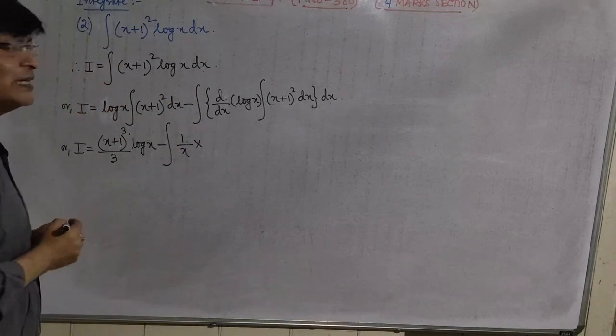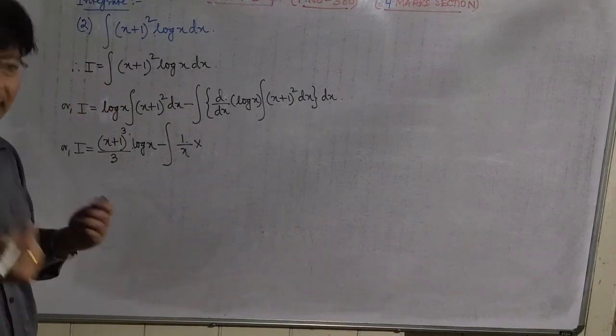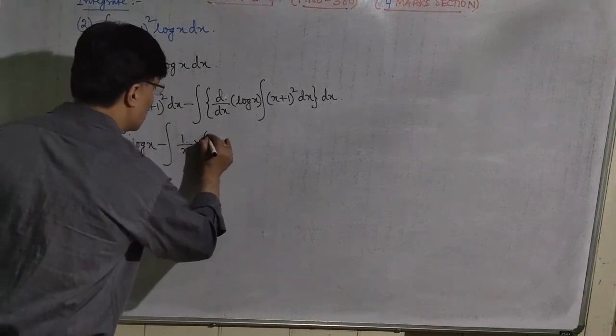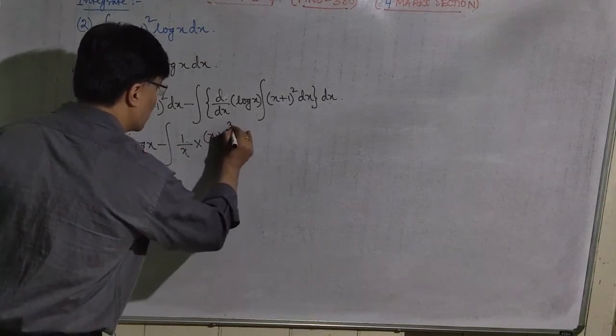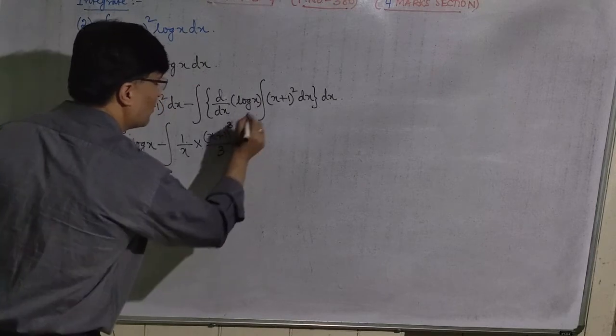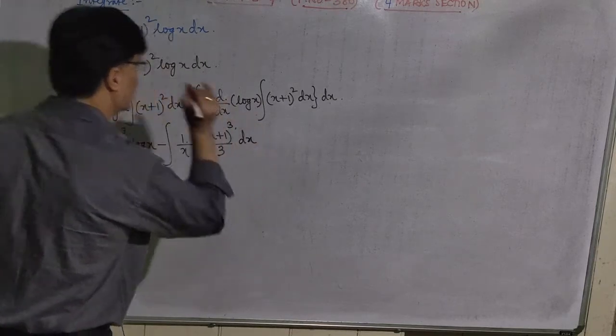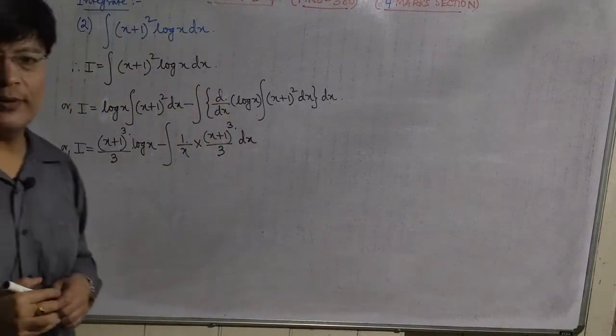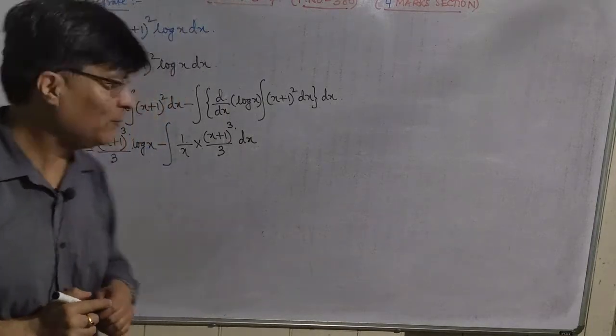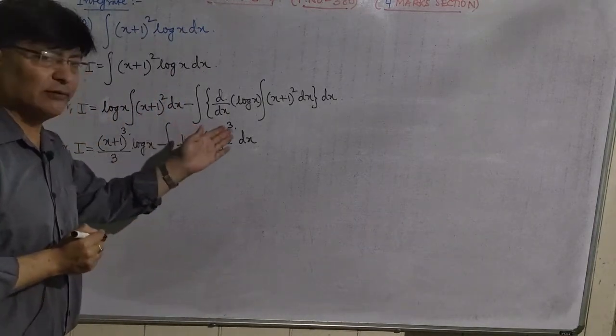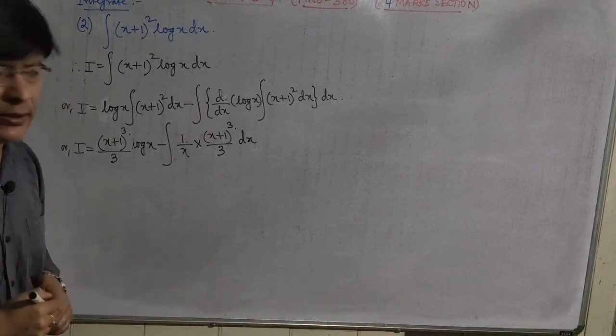Now, what is the integration of (x plus 1) whole square again? So it is (x plus 1) whole cube divided by 3. Then what do we write? dx. So I think you have understood it. Okay, so now you have to evaluate this integration, but you have to simplify it before integration, right?